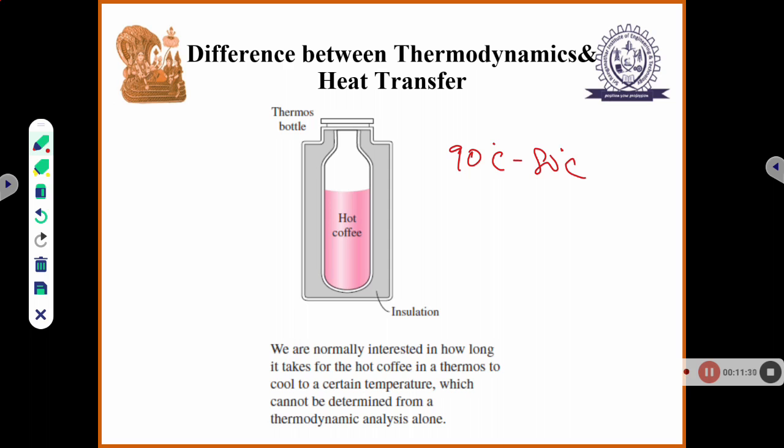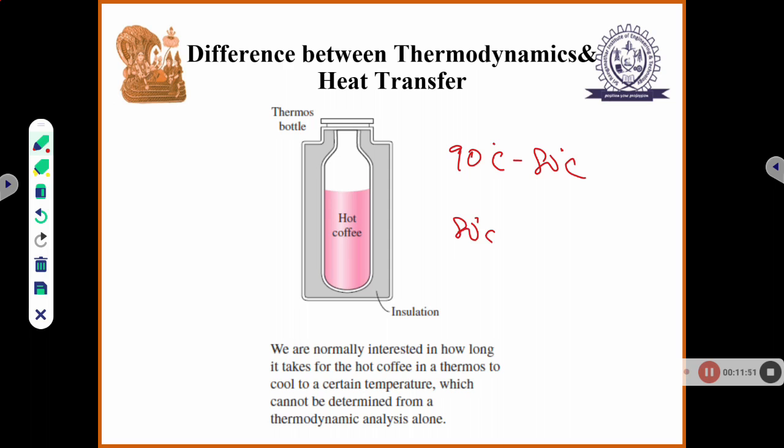But a typical user or designer is primarily interested in how long the coffee will take before it cools to 80 degrees Celsius. That is the question. Okay, let me give you a very simple example. Let us assume we are standing in a long queue.